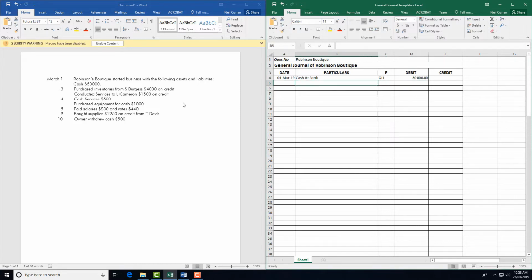Now on the other side is the credit side, in this case it will be capital contributions, general journal number 1 again, and $50,000. Now you always need to make sure that both the debit and the credit side match up. And just put a narration.